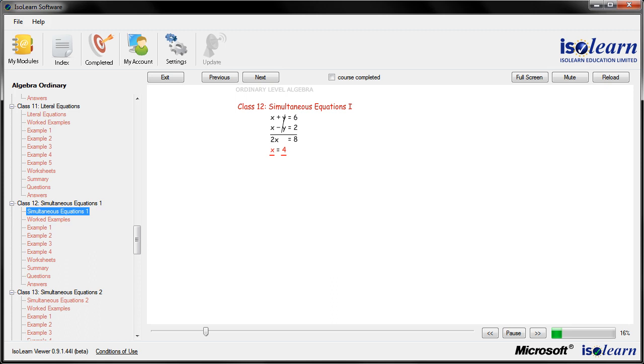To find the other solution, take your value of x and put it into any one of the equations. Say, the first one. Now solve for y to get a solution of y equals 2.